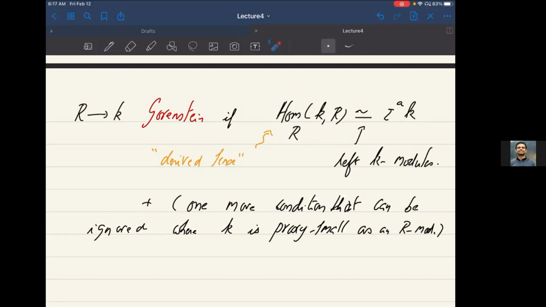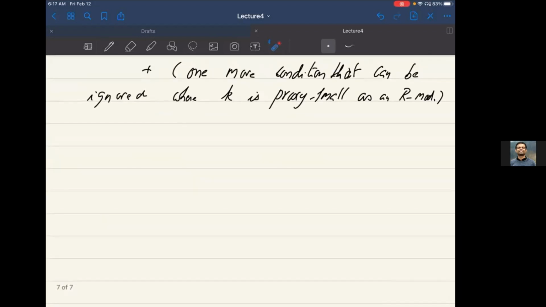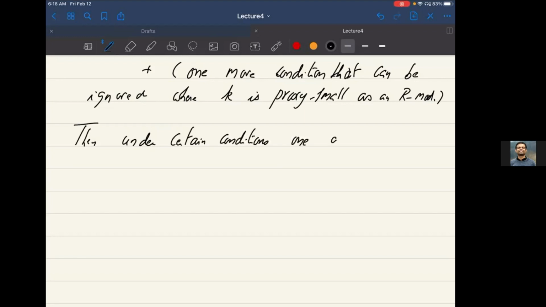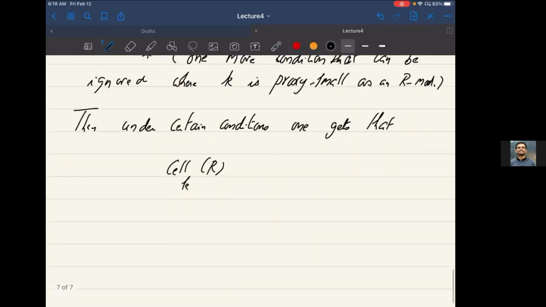It's just that maps from K to R give this. And then the main theorem, the local duality statement: under certain conditions, I would even say a mild condition, one gets that the cellular approximation, now there's no sense of local cohomology anymore, but I can talk about the K-cellular approximation of R, is isomorphic to this object.